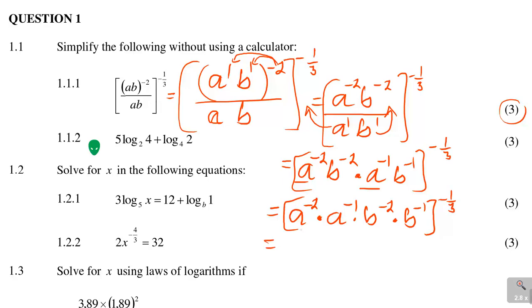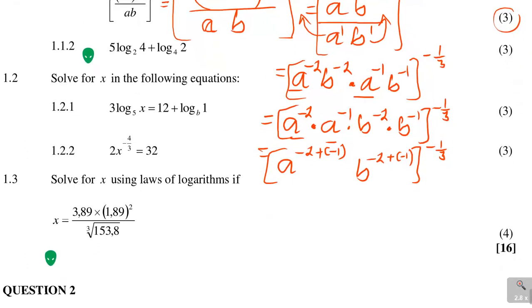Now when the bases are the same, you add. So it's a to the power -2 plus -1, b to the power -2 plus -1, and still this is being raised to the power -1 over 3. I'm just taking it a little bit longer, but it's for your understanding. This is a to the power -2 plus -1, which is -3, b to the power -3, and then you have got to the power -1 over 3.